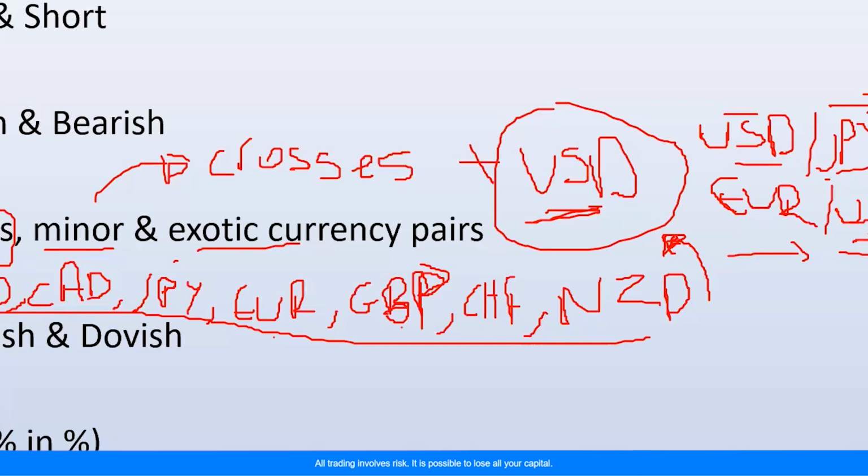And you're going to have the last category, which are what we call exotics. Exotic currency pairs are pairs that are formed mainly with the United States dollar, but they do not have all these included in here.